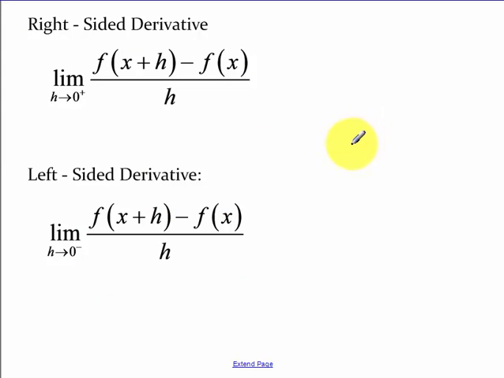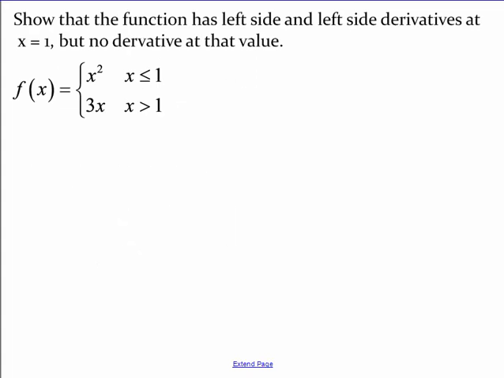Okay, right-sided derivative. So finding your right-sided derivative, if you have a piecewise function like we're going to have in the next example, right-sided is for the values a little bit more, and left-sided is for the values a little bit less. So it's really the same thing we were doing. Okay, so show that the function has left side and right side derivatives at 1, but no derivative at that value.